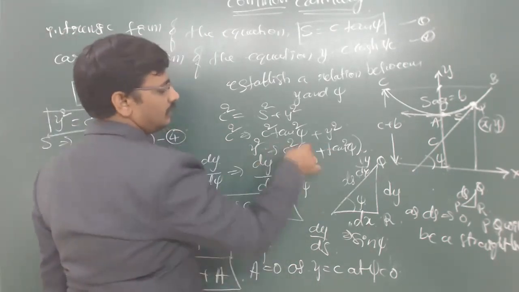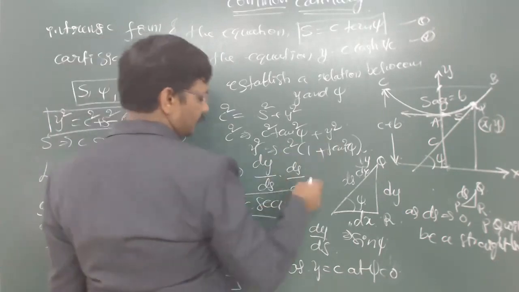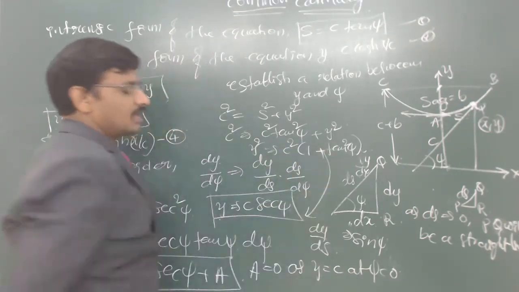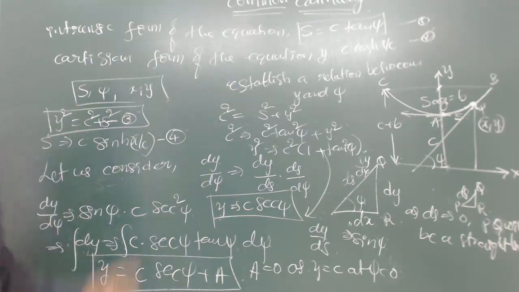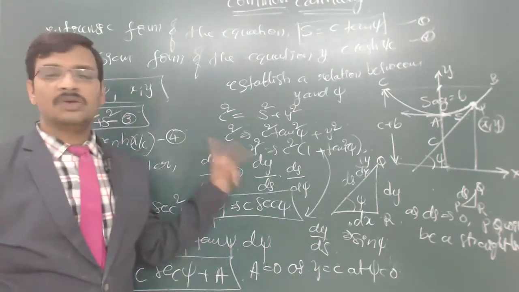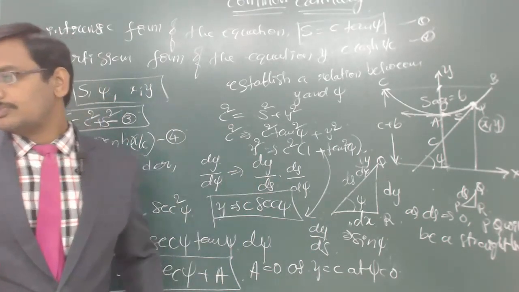So then actually y square is equal to c square into secant square psi. So again actually from this relation you will arrive at the same relation. So these are the two methods which you can adopt to find out the relation between these two. Got it?